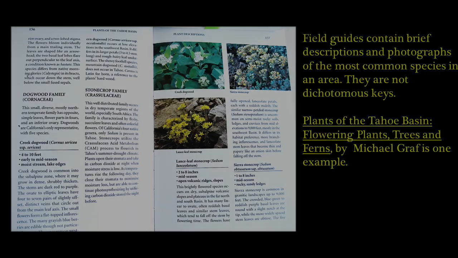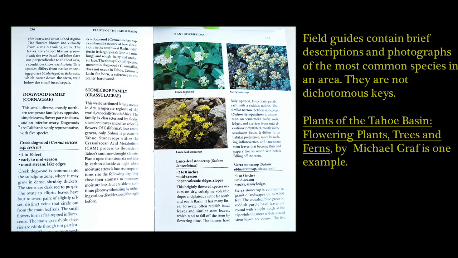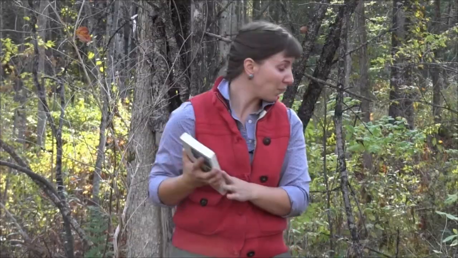a field guide. This is a photographic guide of plants of the Tahoe Basin, so this is relevant for plants in the Lake Tahoe area in California and Nevada. It goes through plants that are very common in this area, organized by family, with photographs and descriptions of the plants that are common in that area. So this is not a dichotomous key, this is a field guide.